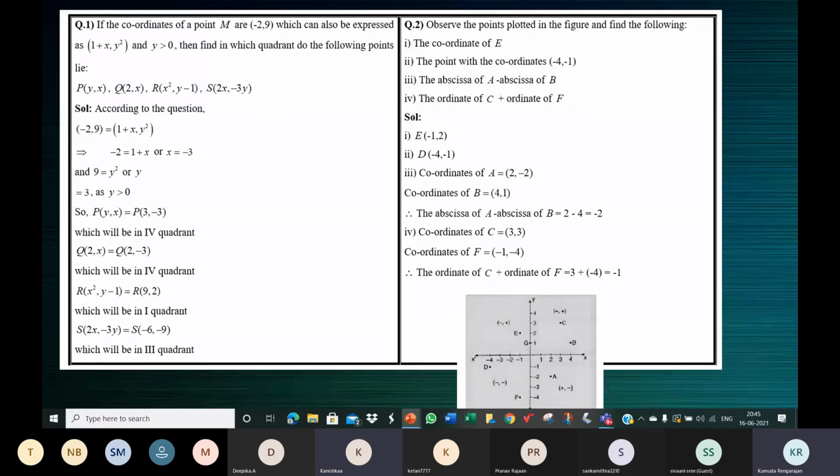Ma'am, linear equations in two variables? That will be during the class. It will not be in the portal. That will be during the class. I'll let you know.